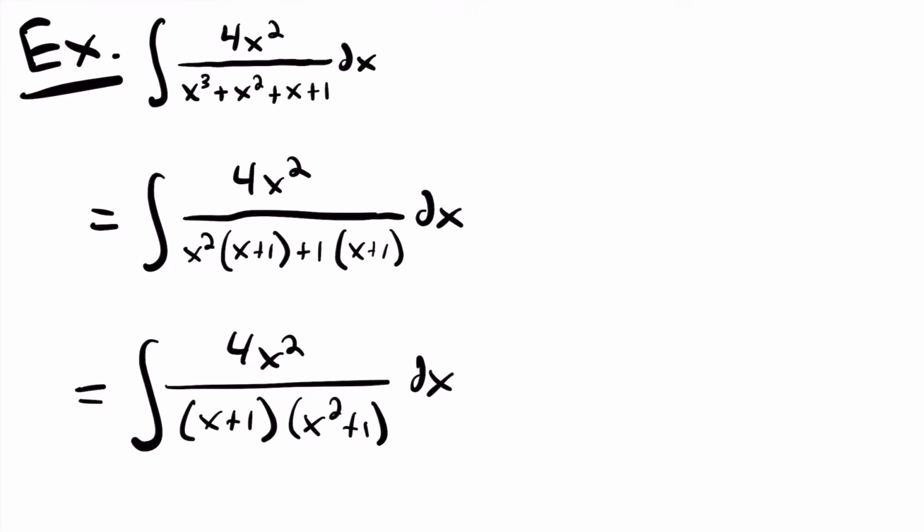And so now that we have completely factored the denominator, we want to work on breaking this down into partial fractions. And so we're going to do a little side work again. We'll have 4x squared divided by x plus 1 times x squared plus 1. And this is going to be equal to two partial fractions, one for the linear factor and one for the quadratic factor. So the linear factor is pretty easy. We're just going to have A divided by x plus 1.